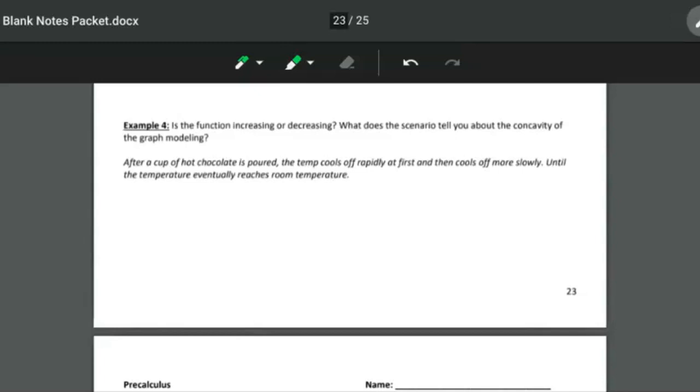They want to know, is it increasing or decreasing? They kind of just described what's going on. We're talking about hot chocolate, its temperature, really as time increases. So let's just say time and temperature of the hot chocolate. The hot chocolate is really hot at first. The temperature maybe starts up high, and then it says it cools off rapidly and then cools off more slowly until it reaches room temperature. So I'm picturing something like this. It cools off rapidly and then slowly it goes to room temperature and kind of stays there.